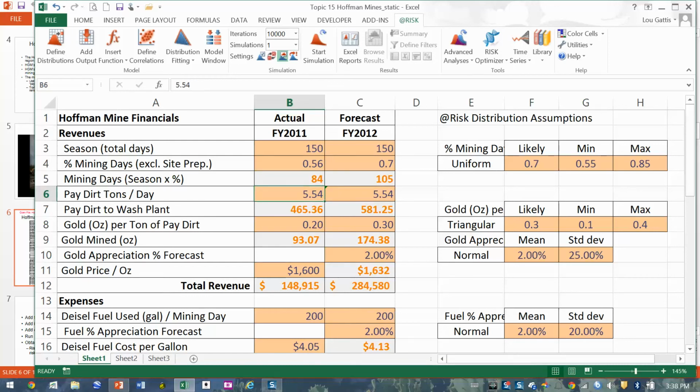Each day they averaged about 5 tons of pay dirt that was dug. So 5 tons of pay dirt times 84 days, they got about 465 tons of pay dirt to their wash plant. On average, they recovered about 0.2 ounces of gold per ton of pay dirt. So 0.2 ounces times 465 tons gave them 93 ounces of gold they mined in their first season. Gold was selling for about $1,600 per ounce, which means they made about $148,000 in Season 1.